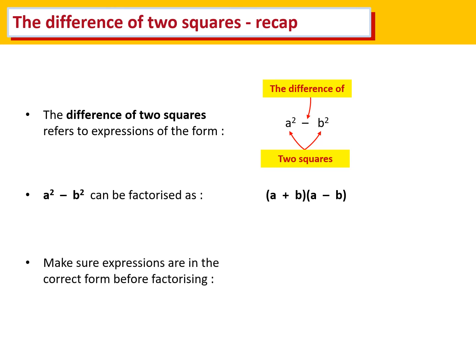And finally, make sure expressions are in the correct form before factorizing. So for example, this might look like it's in the correct form, but what is being squared to give us 4a squared, and what is being squared to give us 9? We must think that first, and the answer is it's 2a being squared and 3 being squared. Now we can write that in our bracket form as 2a plus 3 brackets 2a subtract 3.